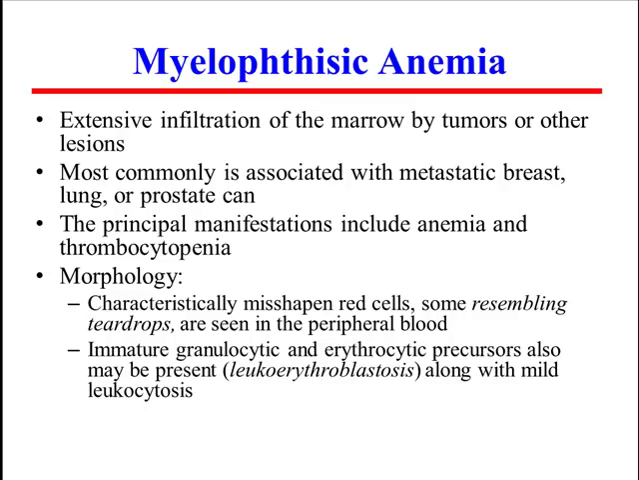So if you were to look under a microscope, what you would see is the red cells would be misshapen. They will resemble a teardrop in a peripheral blood smear. And you will also see granulocytes that are immature, and also erythrocytic precursors will also be immature, and that's called leukoerythroblastosis, along with a mild leukocytosis.